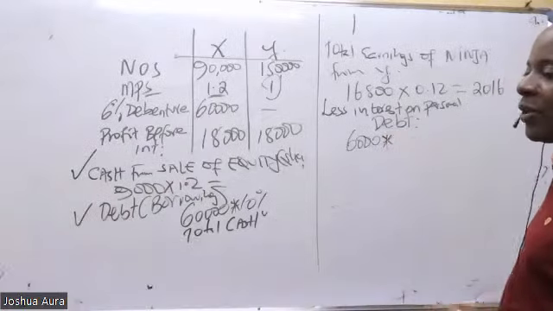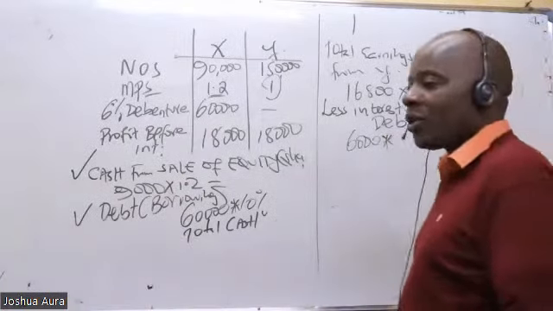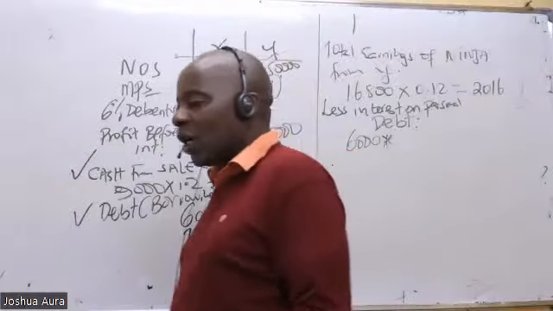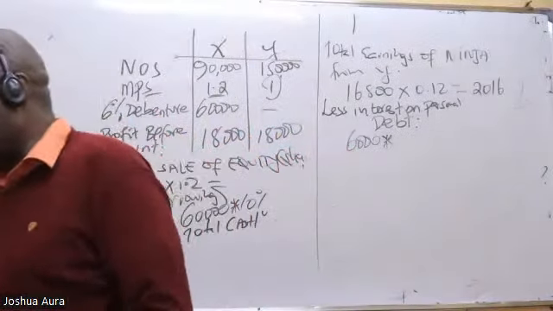So I should take 6,000 times what rate of interest?